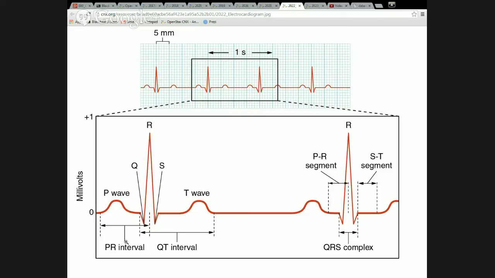Now, there's reference to PR intervals and QT intervals and PR segments and ST segments, that kind of thing. Don't worry about those. I'm not terribly hung up on what those are about. Essentially, the PR interval is what's happening in the atrium, and the QT interval is what's happening in the ventricles. But I'm not going to ask you about those intervals specifically, and I'm definitely not going to ask you about these segments here. Just the P wave, QRS complex, and T wave and what they represent.